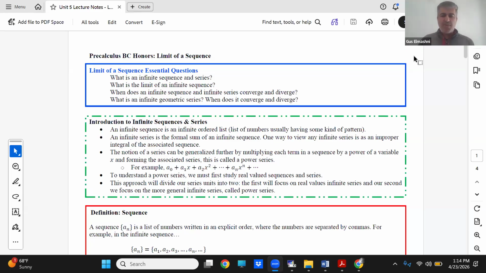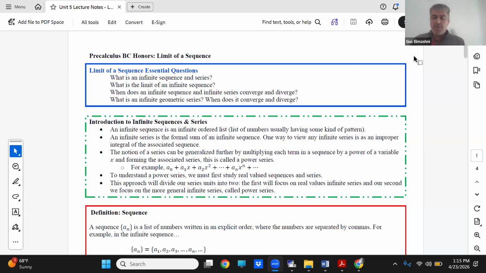The notation of a series can be generalized further by multiplying each term in a sequence by a power of a variable x and forming the associated series. Like you have the initial term a sub 0, a sub 1 x, a sub 2 x squared, and so forth, right? This is called a power series because you're raising x to some power.